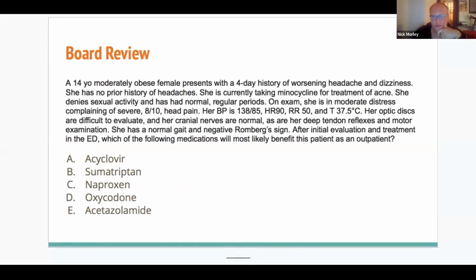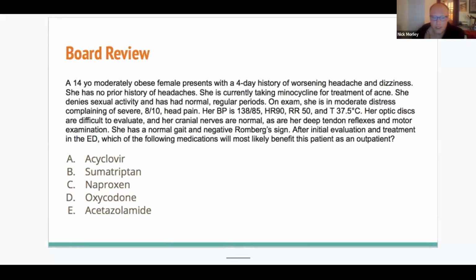A 14-year-old moderately obese female presents with a 4-day history of worsening headache and dizziness. She has no prior history of headaches. She is currently taking minocycline for treatment of acne. She denies sexual activity and has had normal, regular periods. On exam, she is in moderate distress, complaining of severe 8 out of 10 head pain. Her blood pressure is 138/85, heart rate 90, respiratory rate 50, and temperature 37.5. Her optic discs are difficult to evaluate, and her cranial nerves are normal, as are her DTRs and motor examination. She has a normal gait and a negative Romberg sign.